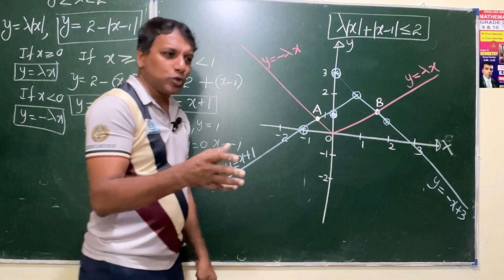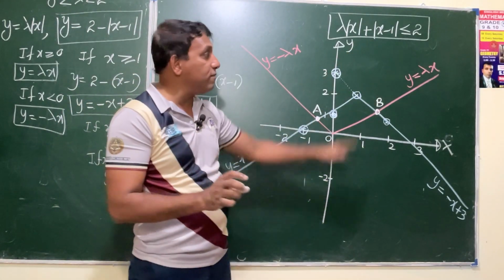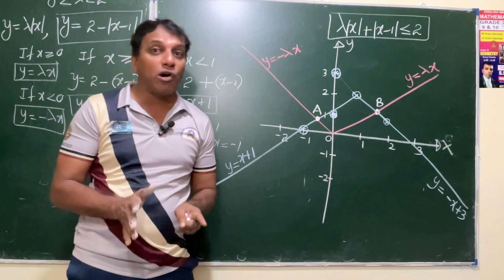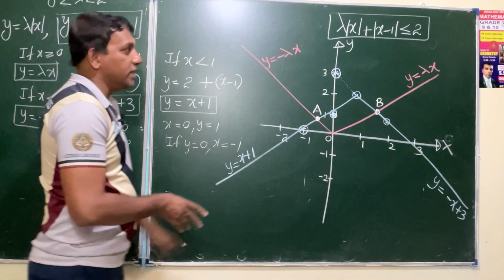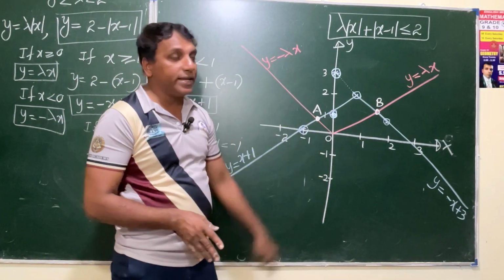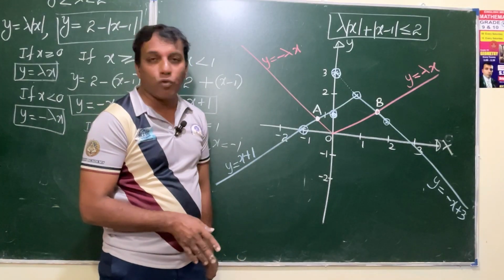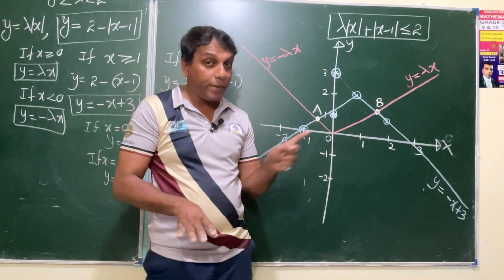So the question is, using the graph, solve this, or find the range of x. Using the graph, find the range of x of this inequality, lambda modulus x plus modulus x minus 1, less than or equal to 2. So we can have some x value. Now in this question, lambda is missing.